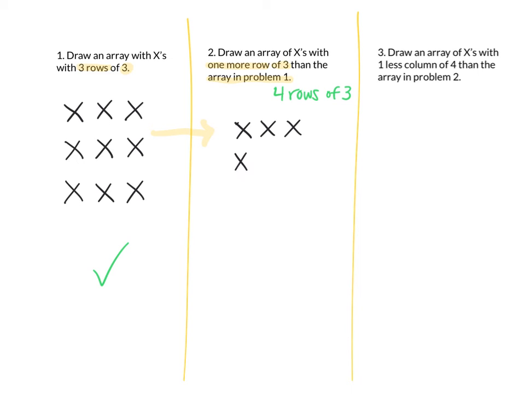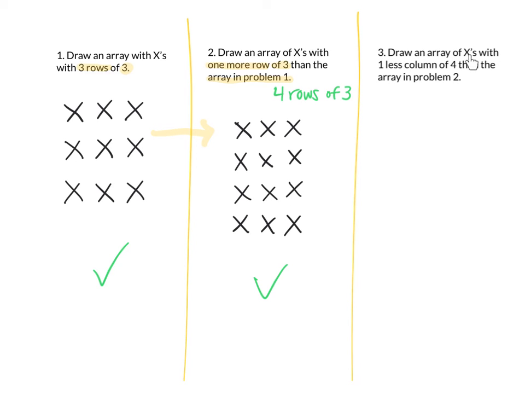1, 2, 3, 1, 2, 3, 1, 2, 3, 1, 2, 3. Okay, so I added one more row of 3 to the array that I created in problem 1. So I have 4 rows of 3. Okay, so problem 2 is done. This one required you to read carefully what it's asking you to do. Let's look at problem 3 because I bet you it's going to do kind of the same thing.